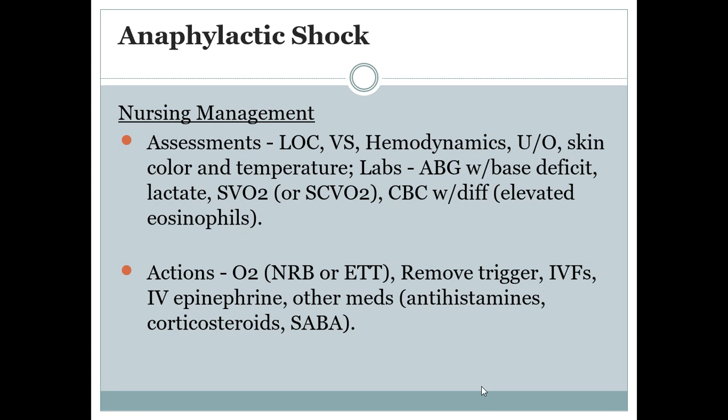So nursing management, we're going to look at our LOC. Vital signs and hemodynamics. So we're looking at hypotension and decreased filling pressures that are present because of that widespread vasodilation that results in decreased venous return and cardiac output. You'll have tachycardia that results as a compensatory mechanism. Urine output, skin color, and temperature. We'll look at our labs again, ABG with base deficit, lactate, SVO2 or ScvO2. A CBC with differential, we'll do that because we want to look at the eosinophils and see if they're elevated for an allergic reaction.